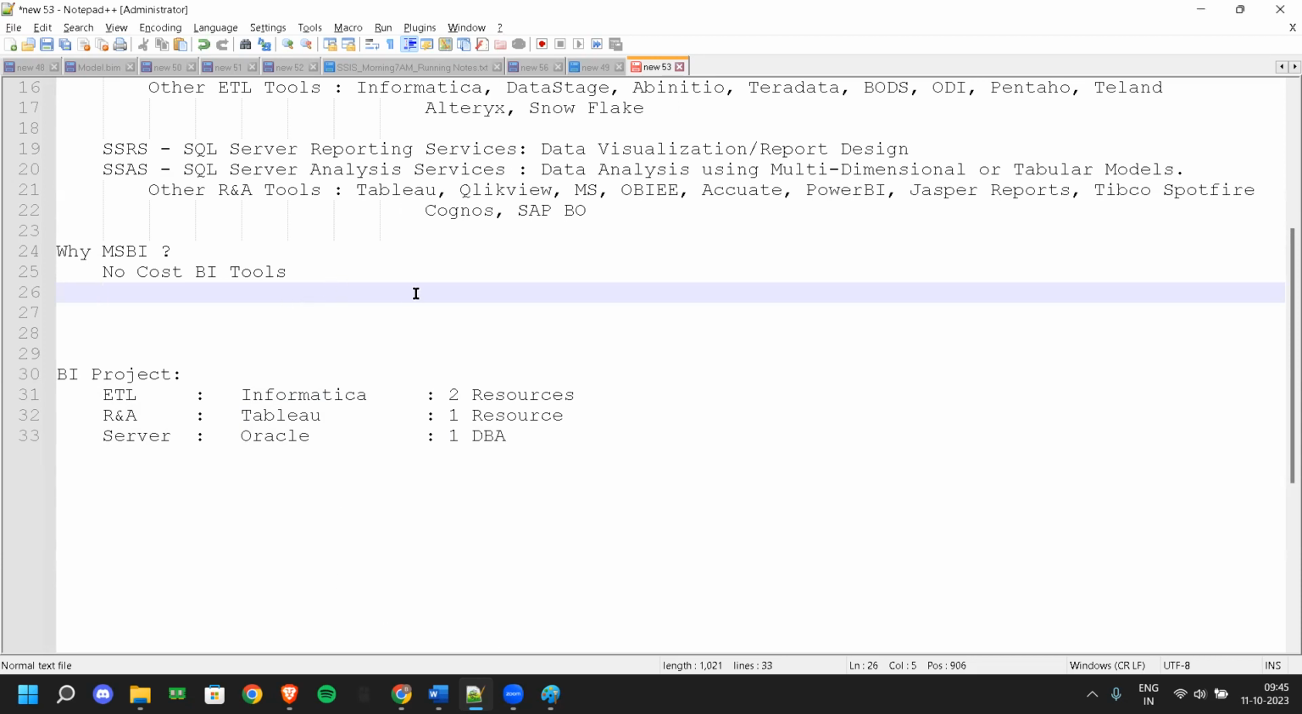So no cost BI tools. And the next one is, hey, you are saying it's no cost, how about the performance? Excellent performance with rich features.